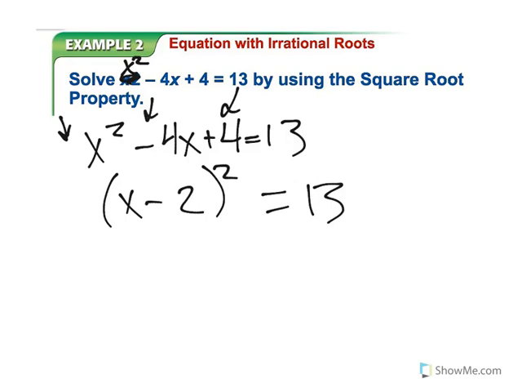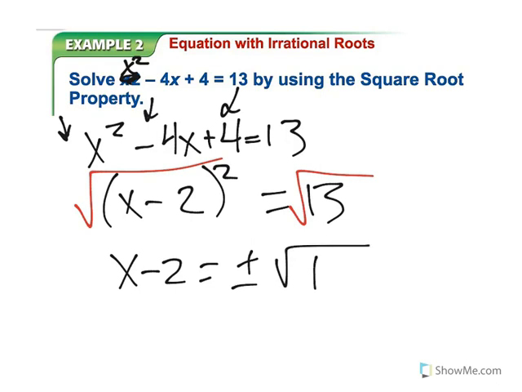Now, using the square root property, I can square root both sides, and I get x minus 2 is equal to plus or minus the square root of 13. Now, we can't really take the square root of 13, that's simplified, so we're just going to move 2 to the other side and get x equals 2 plus or minus the square root of 13.